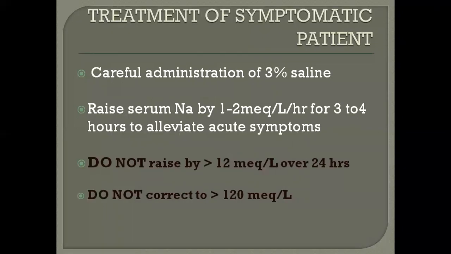We'll first discuss the treatment of the symptomatic patient and then talk about the asymptomatic patients. So treatment of symptomatic patient is the same for all three, whether it is euvolemic, hypervolemic, hypovolemic, there is no difference. You have to use the same protocol. You have to administer 3% saline, but it has to be administered carefully. The target is to raise the serum sodium by 1 to 2 milliequivalent per liter per hour for 3 to 4 hours. That is an increment of around 3 to 6 milliequivalent per liter in the sodium level, which will be enough to alleviate the symptoms.